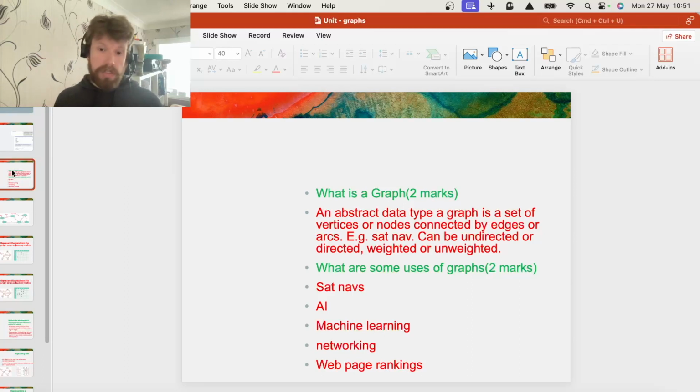Now, some of the uses, as we've already said, sat navs. Artificial intelligence, Cambridge International, I'm going to do a little bit more of an in-depth lesson on how graphs are used in AI, but this is just a general basics on graphs to start off with. Also used with machine learning, very important with AI, networking, web page rankings. There's plenty more, but there's just a few examples that you can use.